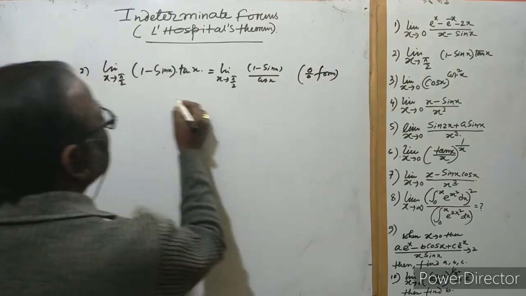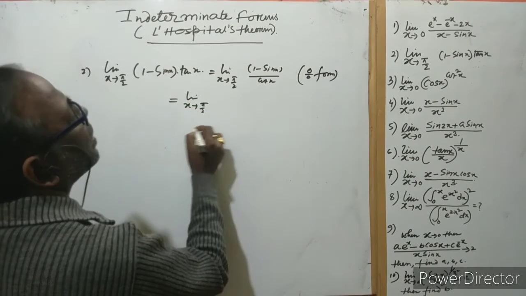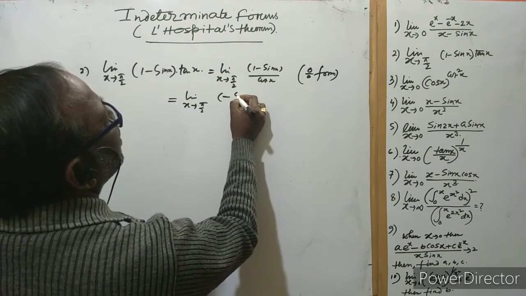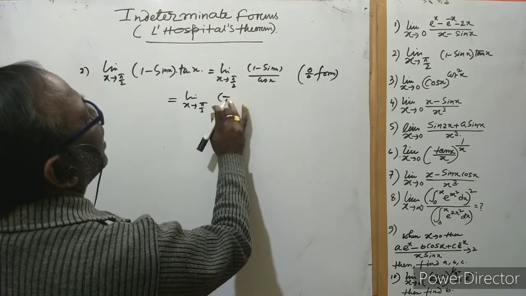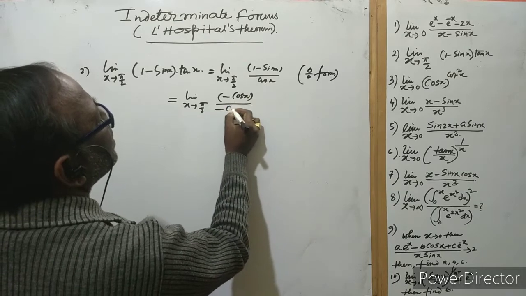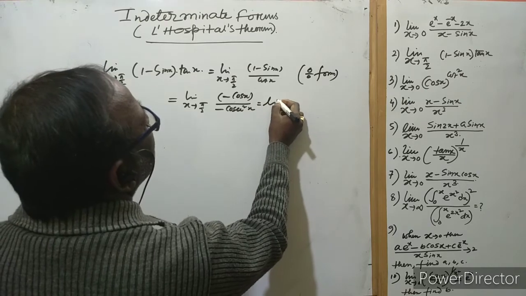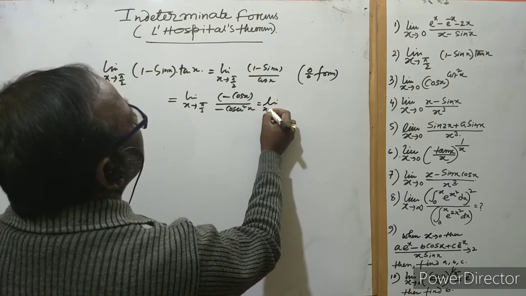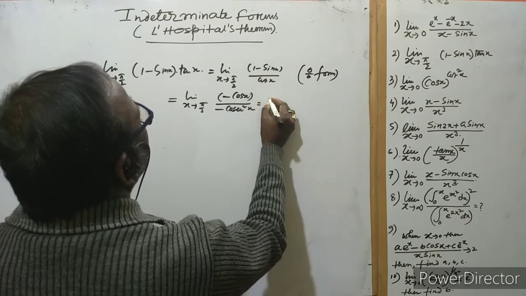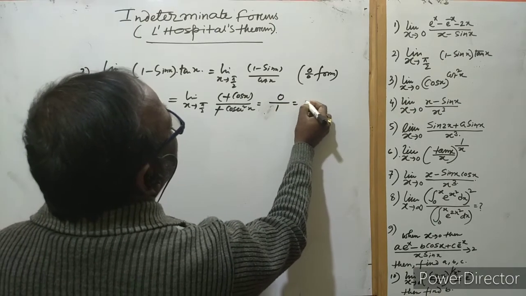So apply L'Hospital's rule. We always convert into the form of 0 by 0 or infinity by infinity, then we can apply L'Hospital's rule. Differentiating this, we get minus cos square x. First simplify, then put the value. If we put pi by 2, we get the exact value: minus, this is plus, and 0 by 1. So it is 0.